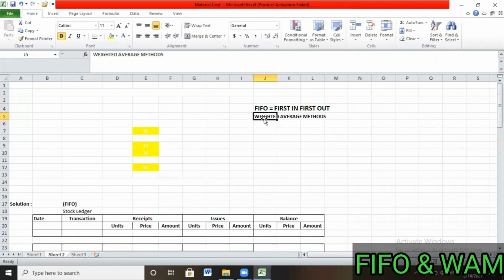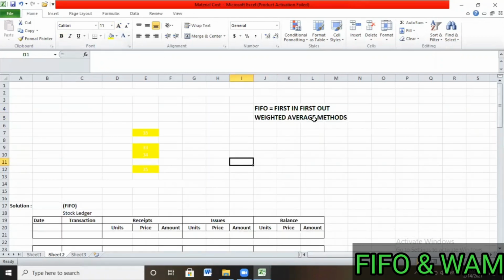So dear students, these are two methods of valuing stock as per different calculation methods. FIFO stands for first in first out. First in first out means the stock which we purchase first needs to be sold out first, or you can say issued to the production line first. So that is called first in first out. And weighted average stands for the sum of your existing stock plus added stock, and thereafter dividing it by the total number of units.